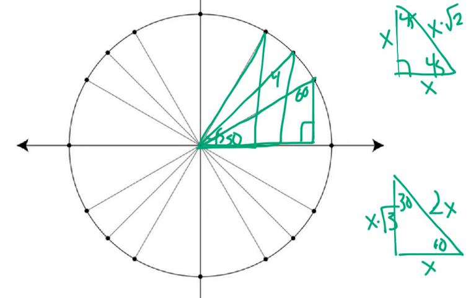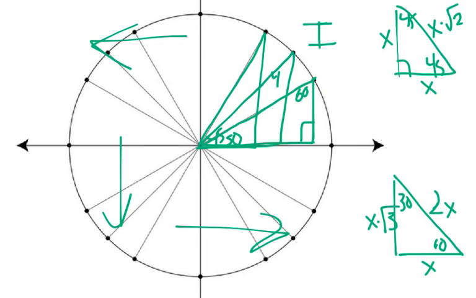Okay? And we can create those in that first quadrant here. We can also do it in the second quadrant, and in the third, and in the fourth quadrant. Okay? So these reference angles, these special angles that we have, we know the exact values of those trig ratios.